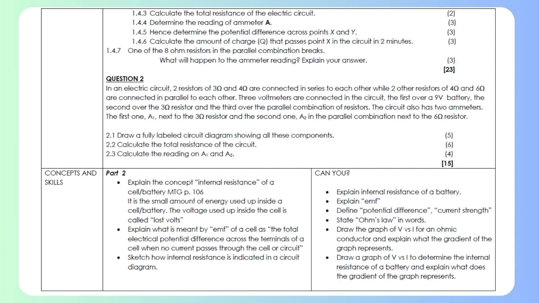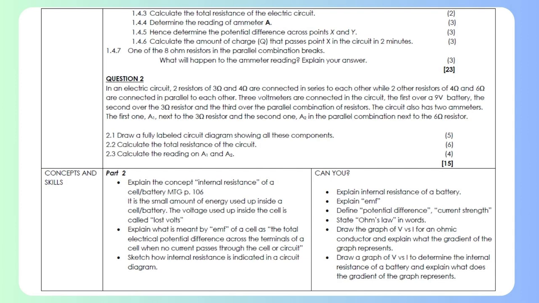Concepts and skills. Part 2. Explain the concept internal resistance of a cell/battery, MTG page 106. It is the small amount of energy used up inside a cell/battery. The voltage used up inside the cell is called lost volts.